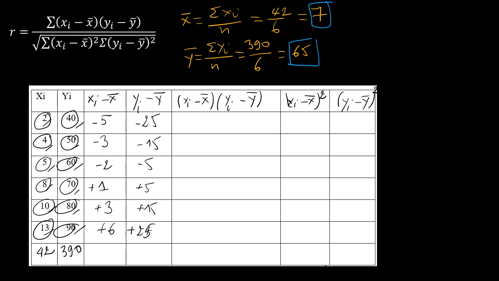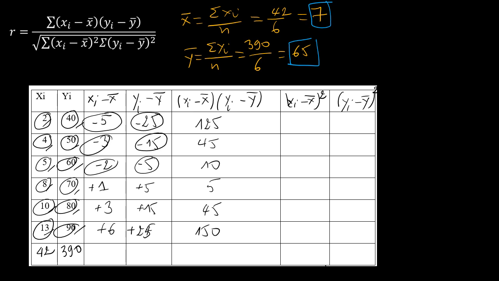So in order to get the products of x minus x bar and y minus y bar, here we find minus 5 times minus 25, so here 125, minus 3 times minus 15 is 45, minus 2 times minus 5 is 10, 1 times 5 is 5, 3 times 15 is 45, and finally 6 times 25 is 150. So the sum of these products is 380.